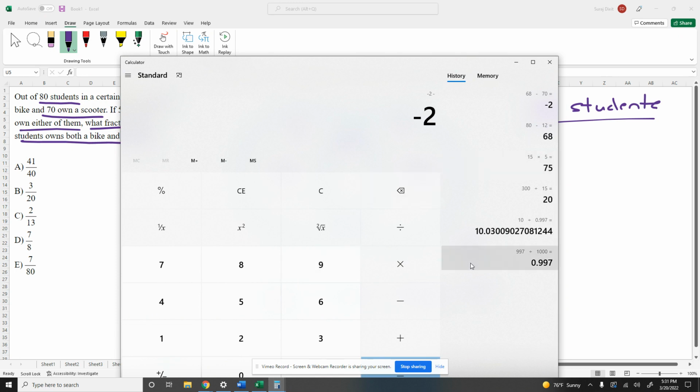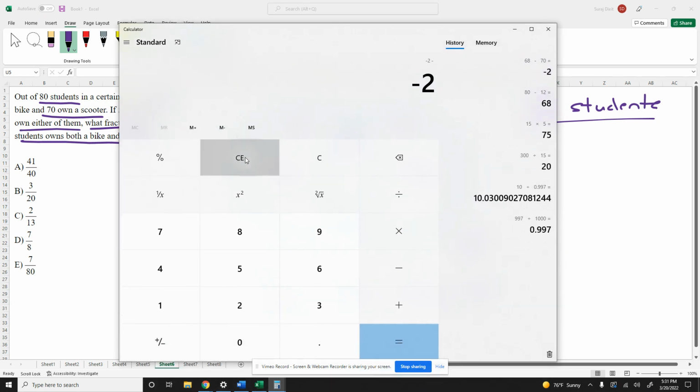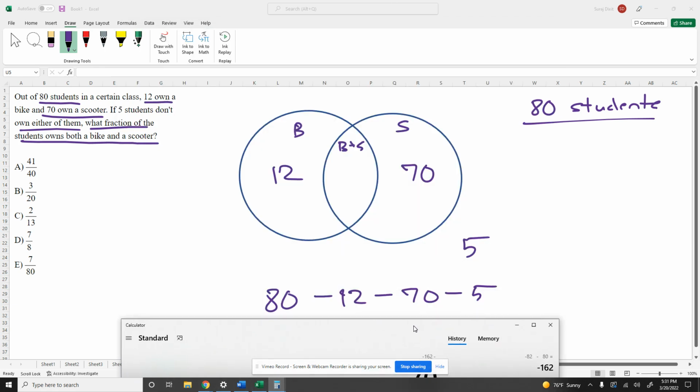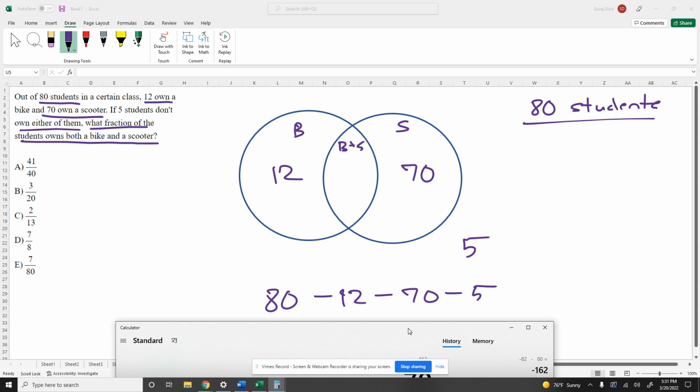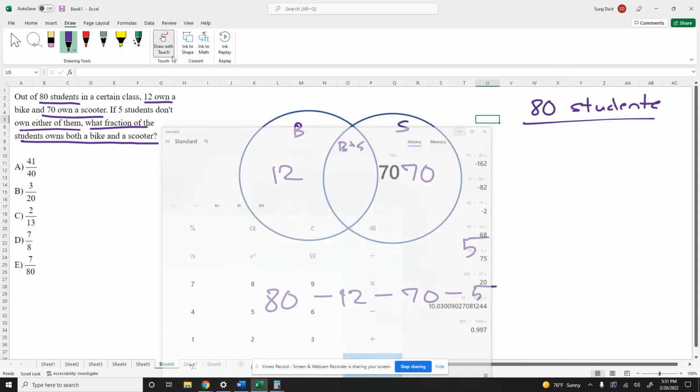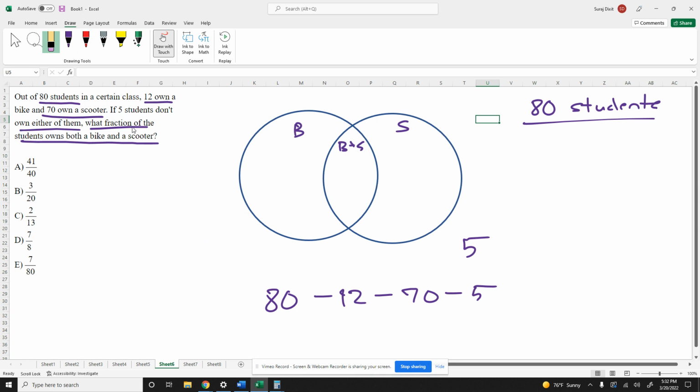Okay, let's try that again. So 80 minus 70. Oh, you know what? Maybe they're doing some overlapping. Okay, we can't actually use that. No, we cannot, because 12 own a bike and 70 own a scooter, but what fraction own both, we don't know. I thought that 12 on a bike was only exclusively the bike and 70 exclusively the scooter, but that's not necessarily the case. We can't necessarily assume that.